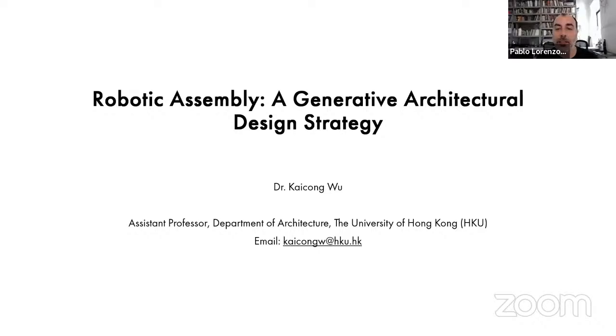Kaicong Wu is an architect, designer, and researcher. He received a PhD in architecture from Princeton University in 2019. He also holds a master's of architecture from the University of Pennsylvania and a Bachelor of Architecture from Shanghai Jiao Tong University. His current research focuses on architectural design and design technology, especially generative design strategies informed by computation, deep learning, material sensing, and robotic assembly. Welcome, Kaicong, and thank you for joining us.